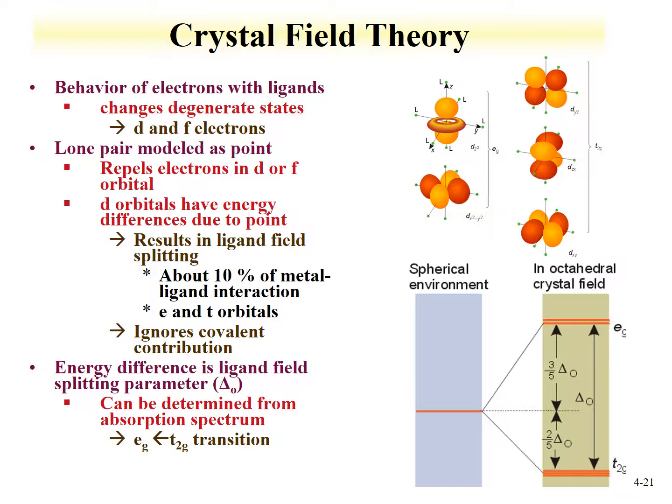This results in ligand field splitting, and for the case of d orbitals, these can be from going from a spherical to an octahedral environment. The d orbitals are split into t and e orbitals. Now this ignores a covalent contribution, which can be fit later. This energy difference, this delta term, is called the ligand field splitting parameter, and this can be determined by absorption spectroscopy, where we have a transition from the T2g to the eg. We measure that through UV visible spectroscopy.